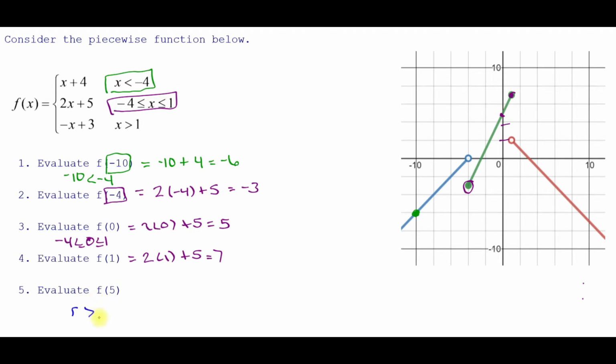Finally, we have f of 5. 5 is greater than 1. So we're going to use this region right here. So we're going to do -5 plus 3, which will give us -2. So at 5, we're going to get -2, so this point here. So really, when you're evaluating a piecewise function, just look at the value that's in the parentheses, determine which range of values that goes with, and then use the corresponding expression to do your evaluating.